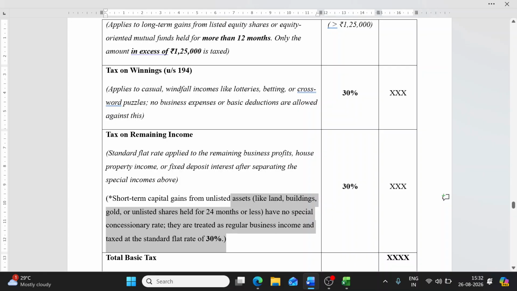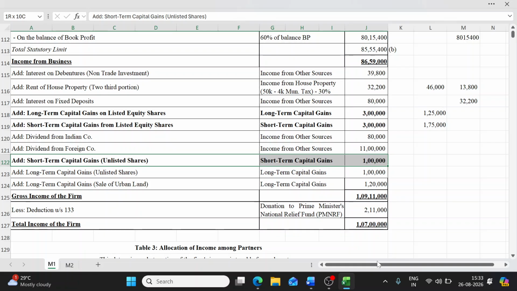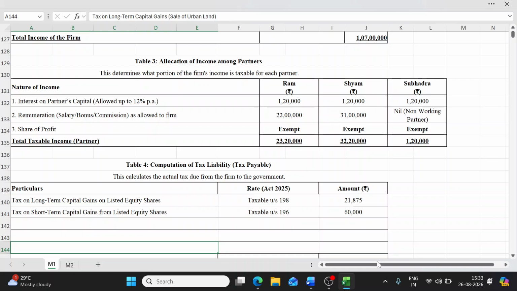Short-term capital gain from unlisted assets like land, building, gold, unlisted share, if held for a period less than 24 months, though there is no concessionary rate, they are treated as regular business income, and they are taxed at a standard flat rate of 30%. So charge 30% directly here. So short-term capital gain unlisted shares 30%. So 30% on 1 lakh is 30,000. So charge 30,000.